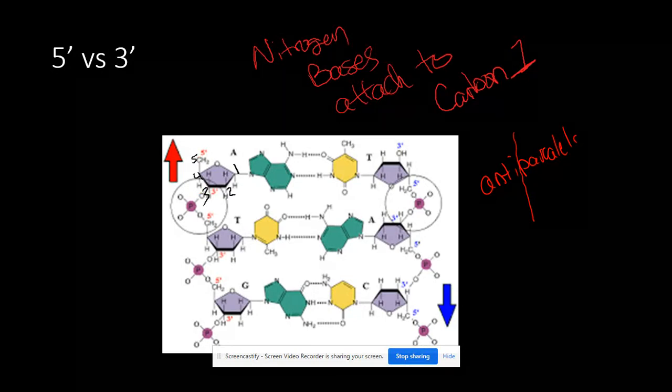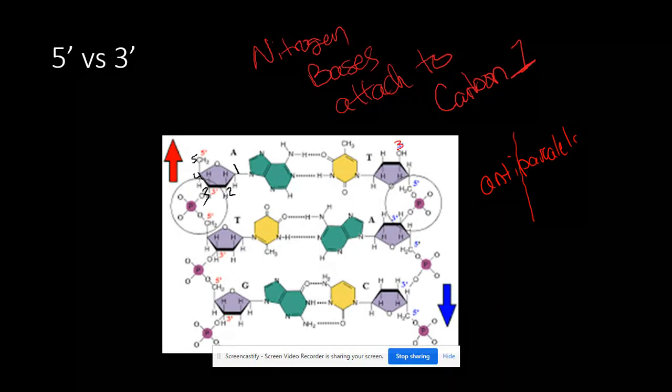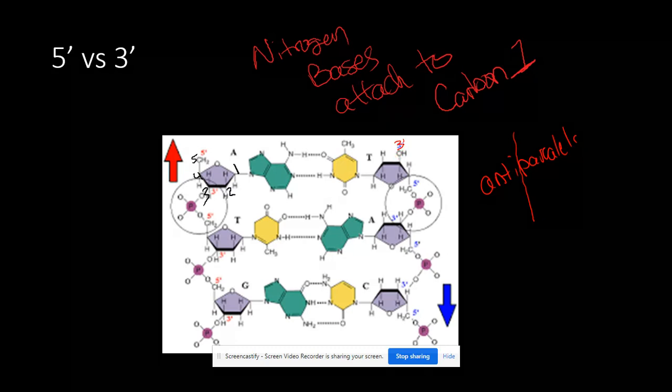Okay, so for example, if I go to this molecule over here, and I know you guys have that drawn out or written out already, if I go to that molecule right here, I know that this is the 3' end because my third carbon is on top. I know that this is the 5' end because that fifth carbon is on the bottom of that strand. You guys see that on that molecule, okay?